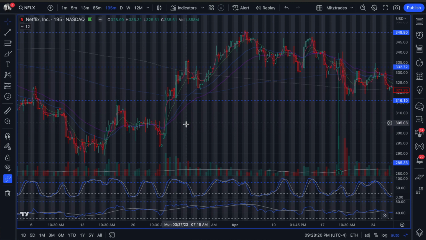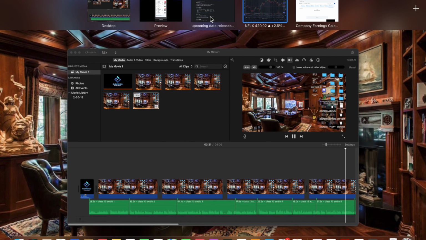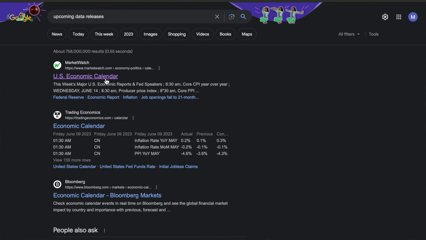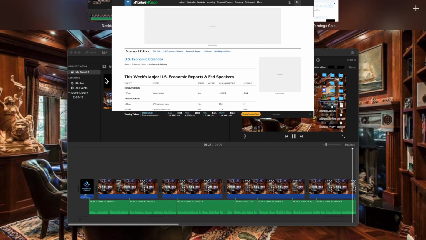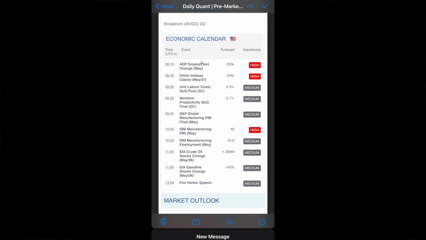Data releases can create uncertainty for investors as the market can react strongly to unexpected results. However, it is important to keep in mind, like earnings, data releases are just one factor that can impact the market. You can access upcoming data releases by just going on Google and searching for it, or if you pay for a service such as Quant Data, you will get daily emails providing you with this information that will look something like this, detailing the time, event, forecast, and importance of each release for the day. We will be discussing Quant Data in an upcoming lesson.